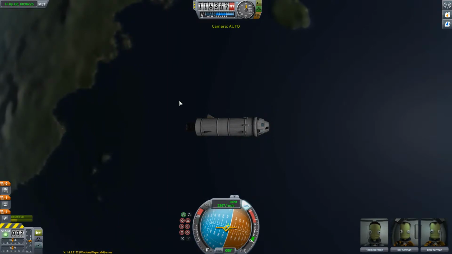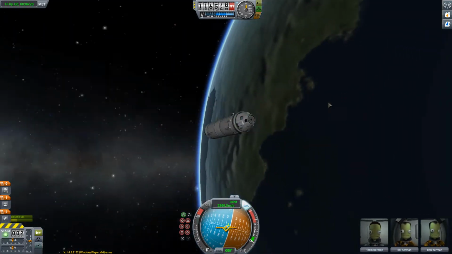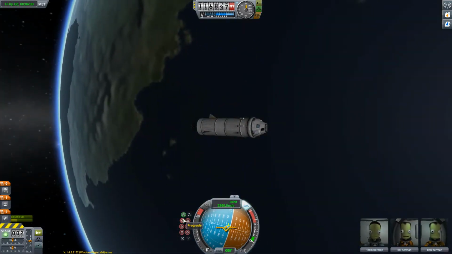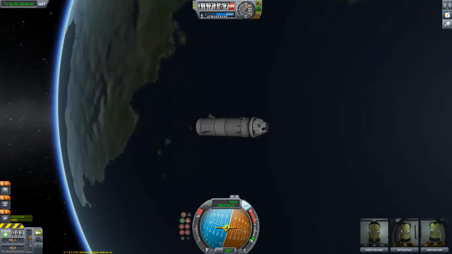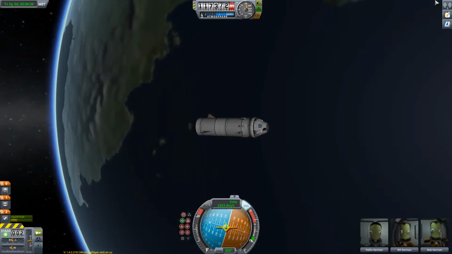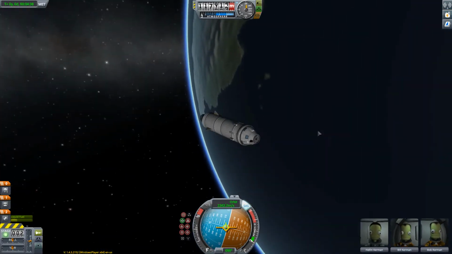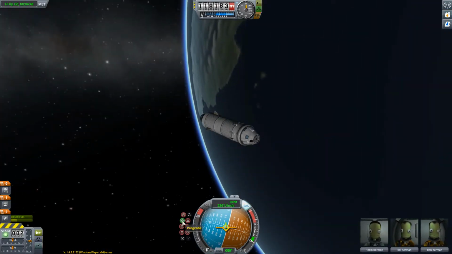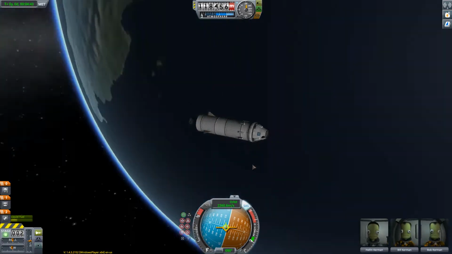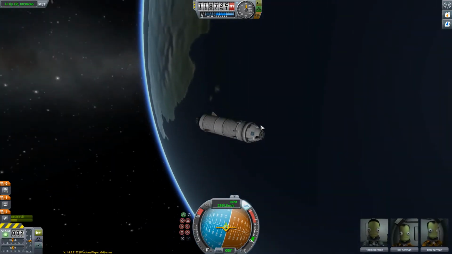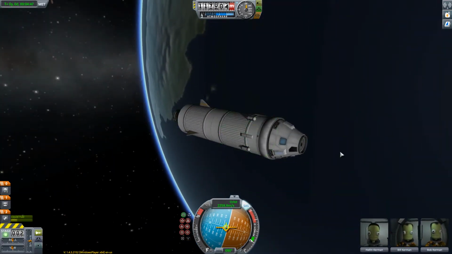Okay, now that we're back to staging, we can do this. I generally stay on prograde, but it uses up a lot of battery. So, unless I have photovoltaic panels or solar panels, I do not do that.